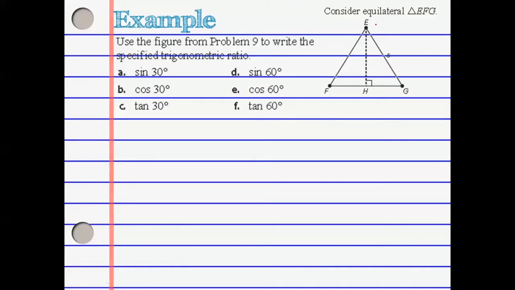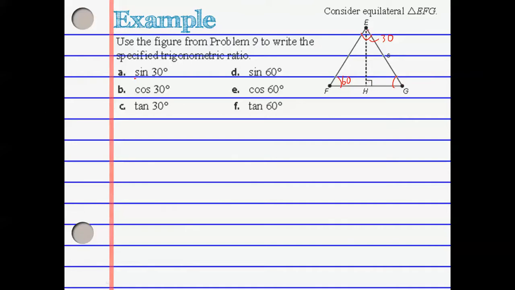It's this equilateral triangle EFG to write the specific trig ratios. Okay, so if it's an equilateral triangle, we know that all of these big angles are 60 degrees. For this little angle then, so for this line, we know that this small angle is 30 because it divides it in half, and we know that this is 90. So this would be a 30, 60, 90 triangle.